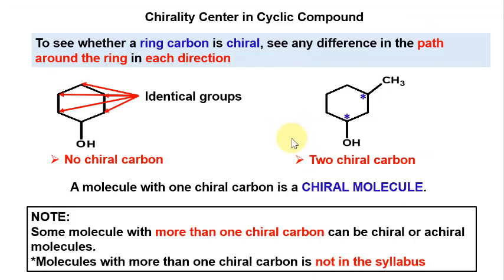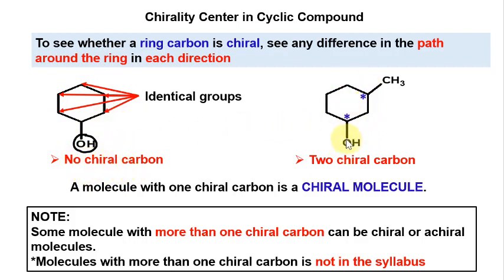To see whether our cyclic compound has a chiral carbon or not, we are going to see if there is any difference in the path around the ring in each direction. For example, in our first compound here, we have this carbon attached to the OH group, but the other carbons have identical groups, which is CH2. So here we have CH2, CH2, CH2, CH2 and CH2. So it is identical, and this compound has no chiral carbon.